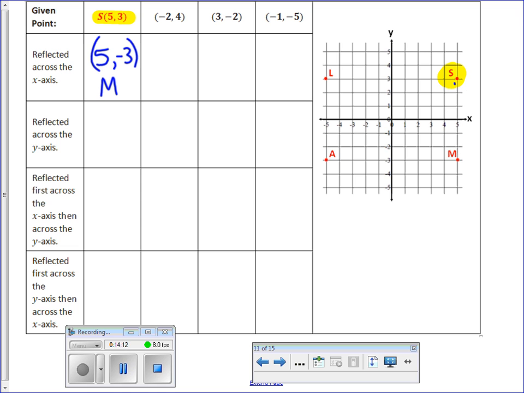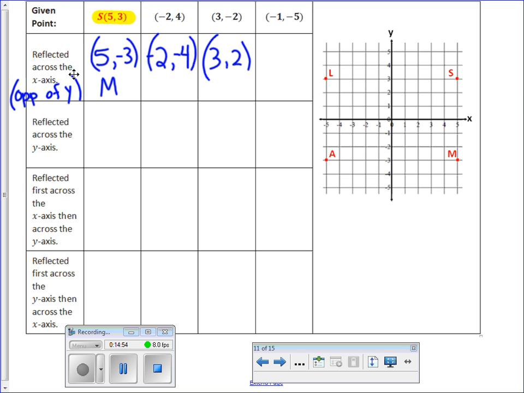What about if I took negative 2, positive 4, and wanted to reflect that over the x-axis? What would that be? I have to take the opposite of the y. Opposite of y, if that helps you. So that would be negative 2, negative 4. That was point M on the graph.